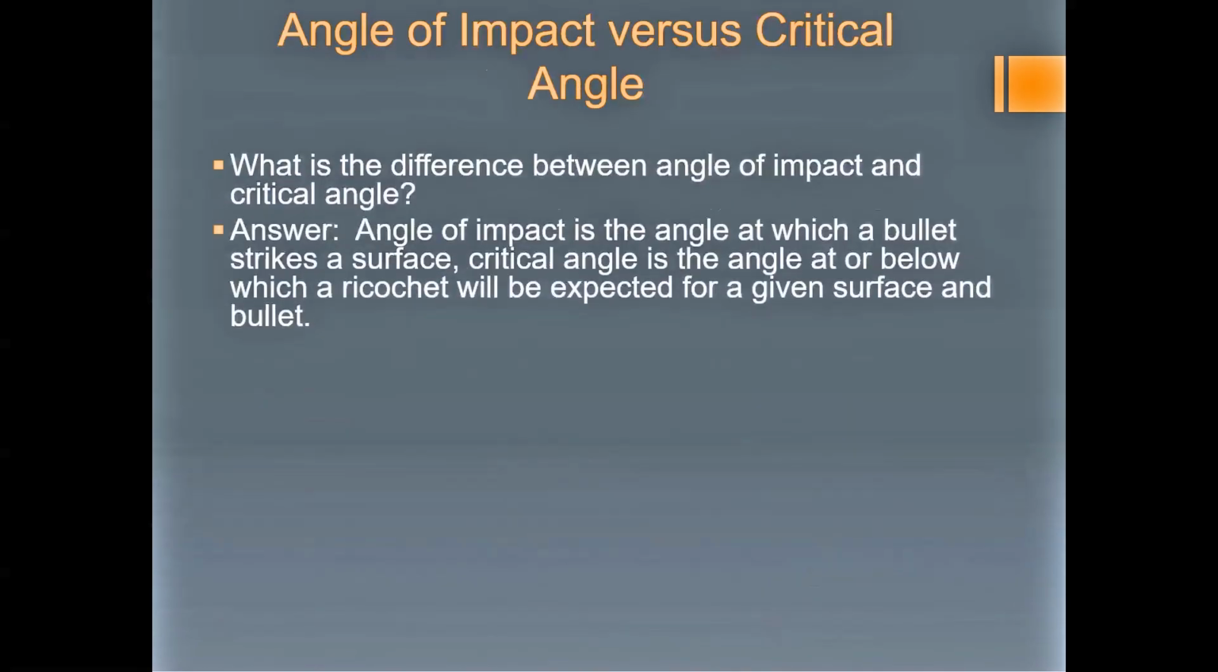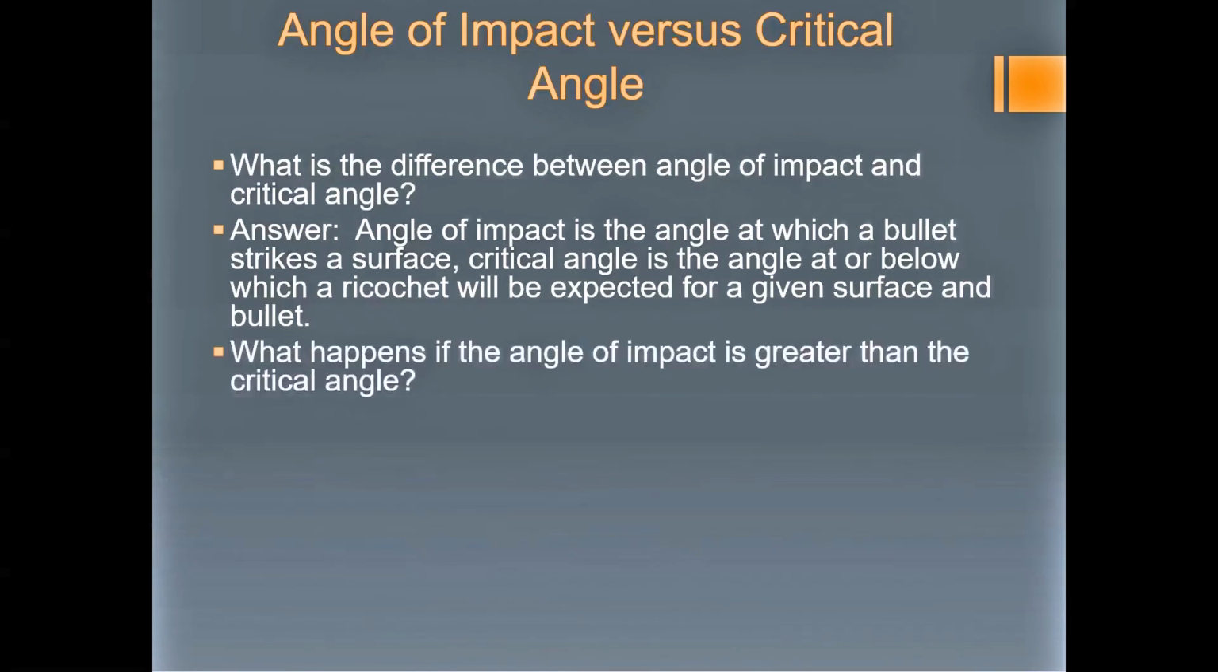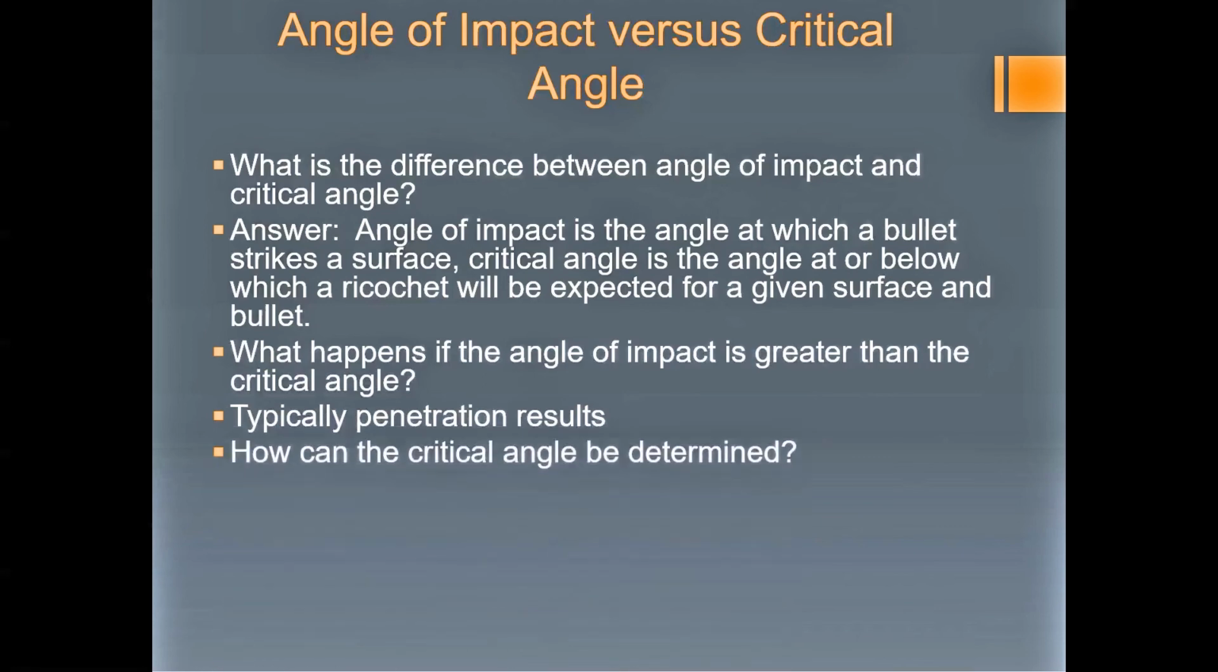So the angle of impact versus the critical angle. What's the difference between those two? The angle of impact is the angle at which a bullet strikes a surface. Period. The critical angle is the angle at or below which a ricochet will be expected for a given surface and bullet. So what happens if the angle of impact is greater than the critical angle? As we talked about, over 45 degrees, we're going to have penetration resulting.